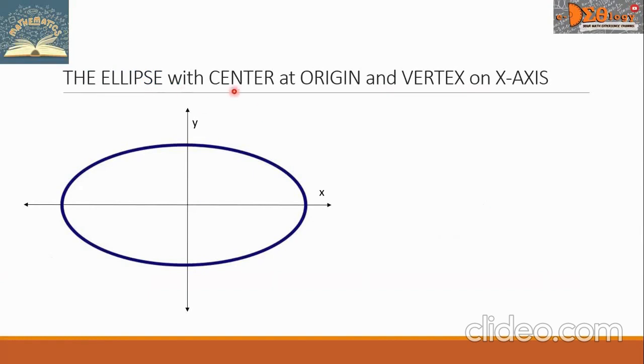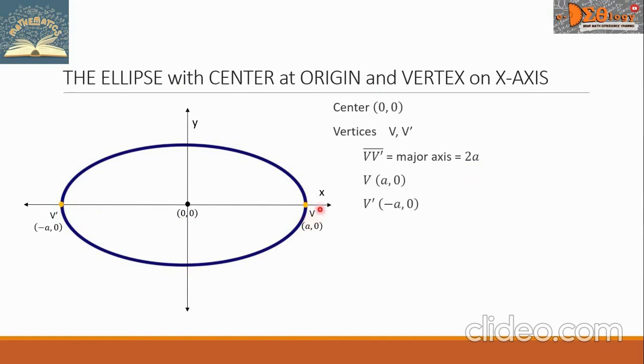Here now is the ellipse with center at origin and vertex on the x-axis. Again, our coordinates for the origin are (0, 0). Let us denote the vertices to be V and V prime. We know that the line segment connecting these 2 vertices is called the major axis. Let us denote this major axis to be 2a. In that case, we can now write the coordinates of the vertices respectively. So this V here has the coordinates (a, 0), and V prime is (-a, 0).